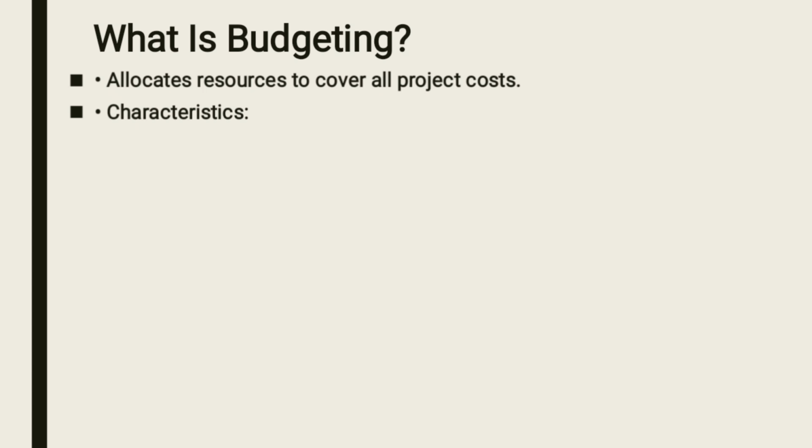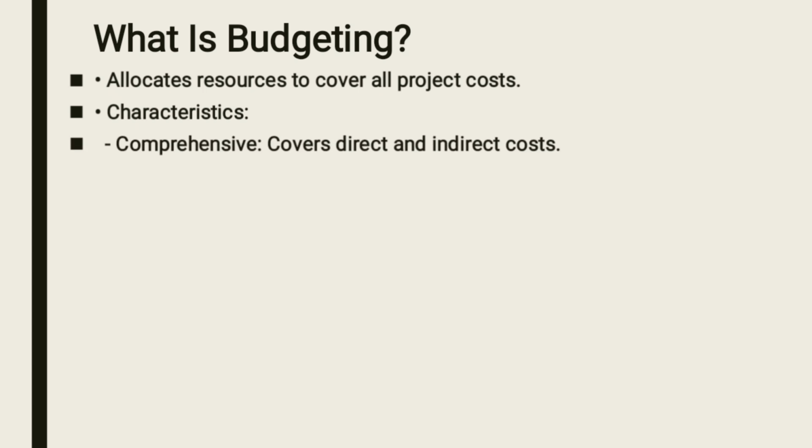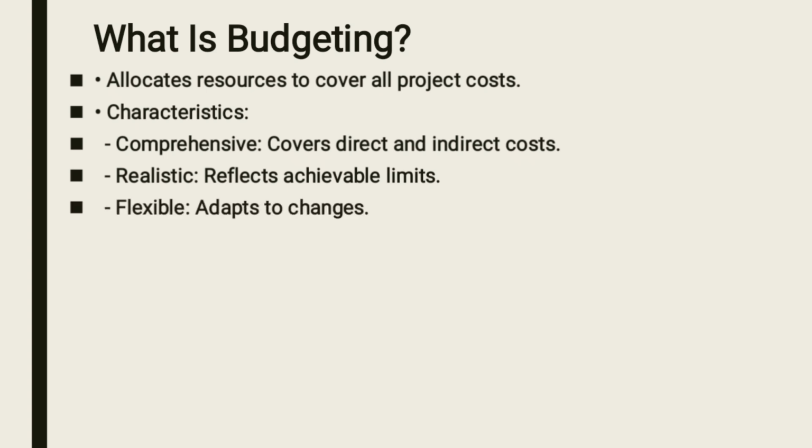Okay, characteristics of a budget. It is supposed to be comprehensive, right? So it is supposed to cover all direct and indirect costs. Another one, it's supposed to be realistic. It should reflect achievable limits, right? It should be something that can really be done on the ground. Flexible. It should be able to adapt to changes. So if changes arise, you should expect that your budget should also be able to change.